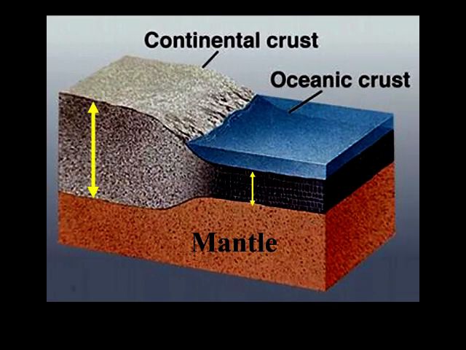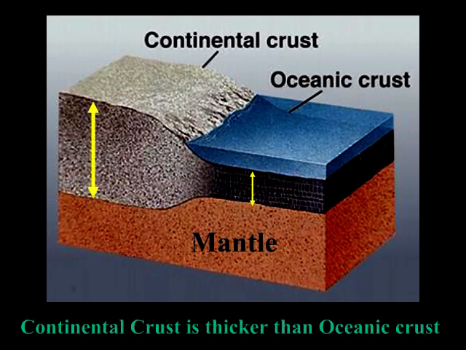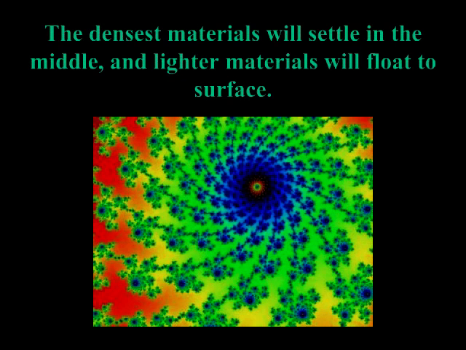So this gives you a little picture. You can see how much thicker the continental crust is, how much thinner the ocean crust is, and that's why the ocean sits on top of it, because the ocean crust sits lower into the Earth. When the Earth was originally all liquid, the densest materials would settle into the middle, and the lighter materials would float to the surface. This is why the core is composed of the densest materials like iron and nickel, and the lightest materials like quartz floated to the surface and made granite.